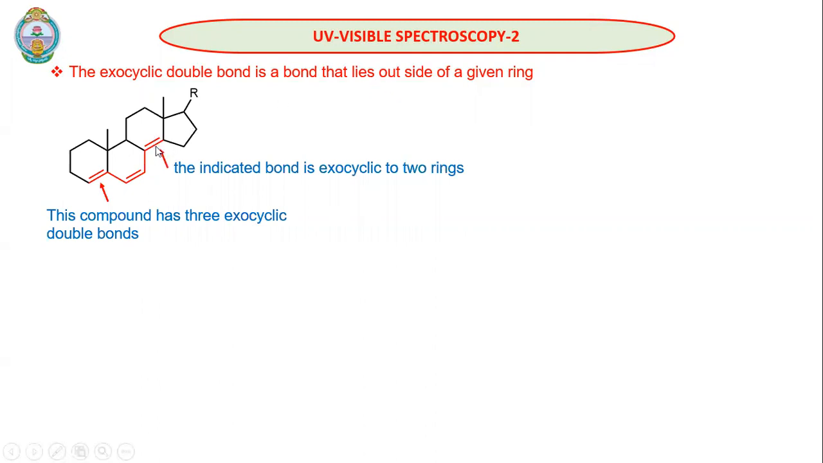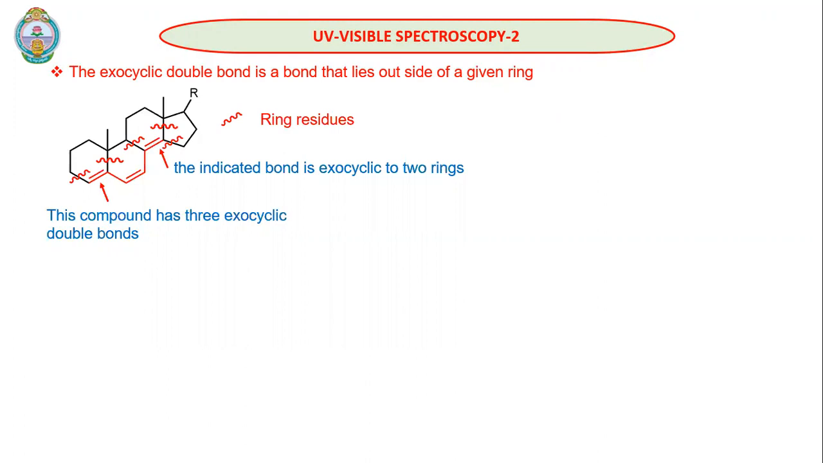So when we consider this double bond, this is exocyclic with respect to this ring, and similarly this is again exocyclic with respect to this ring. So altogether we have one exocyclic with respect to this ring, another exocyclic with respect to this ring, another exocyclic with respect to this ring. So altogether we have 3 exocyclic double bonds in this molecule.